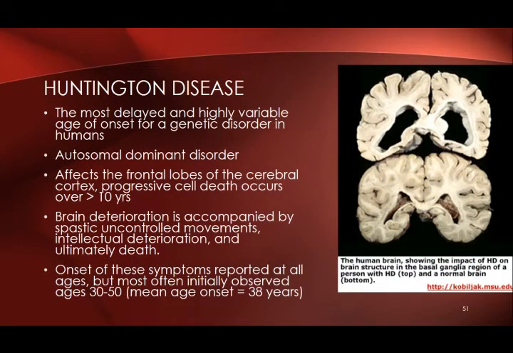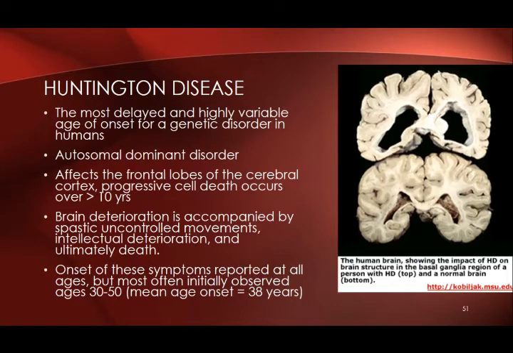Huntington disease. This has the most delayed and highly variable age of onset for a genetic disorder in humans, and it is also autosomal dominant. In Huntington disease, the frontal lobes of your cerebral cortex start to degrade, with progressive cell death over 10 years. If you look at the picture on the right, the normal human brain is the one below. After Huntington, you can see that the brain has degenerated. There is a lack of volume, and the sulci, or ridges, become bigger and farther apart, meaning the brain has lost a lot of mass.